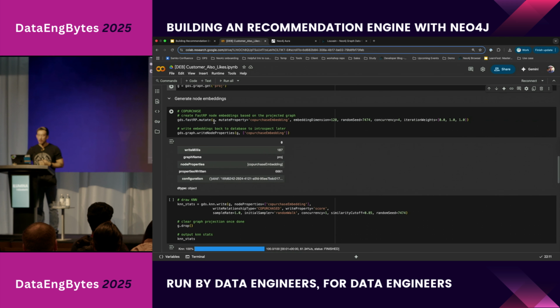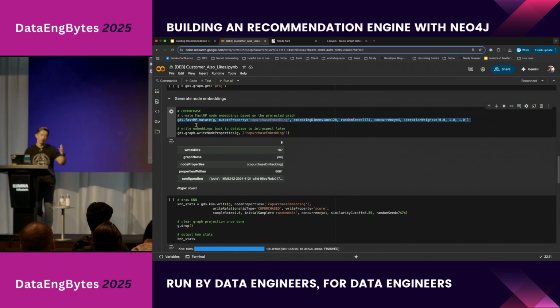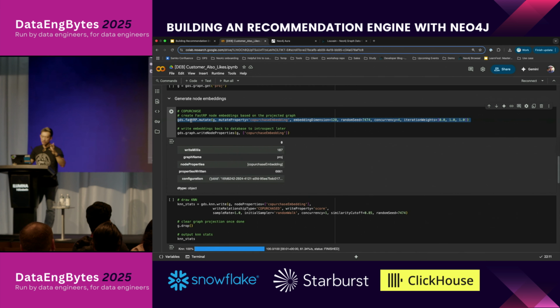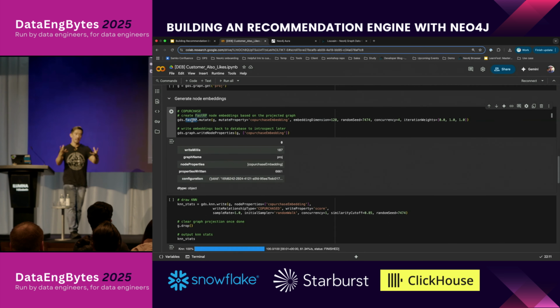After that, we run the GDS algorithm, and this is how easy it is to run graph algorithms. You just call GDS FastRP or whatever algorithm you want to run, and we have a lot of documentation on how to set certain configurations. I'm not going to go into the detail. Basically, what FastRP does is create a graph embedding, so it creates a measure of how similar one product is to another based on the purchasing pattern.